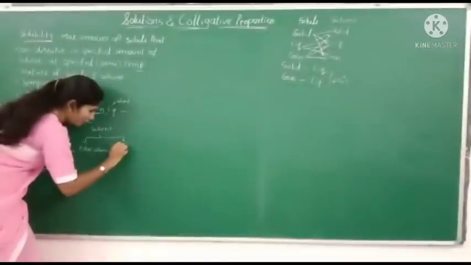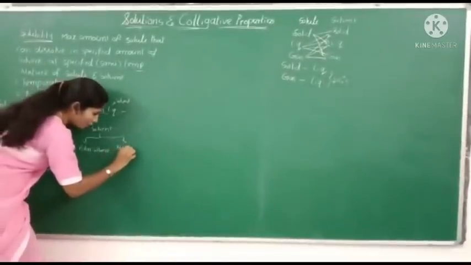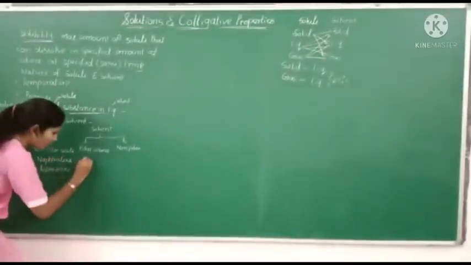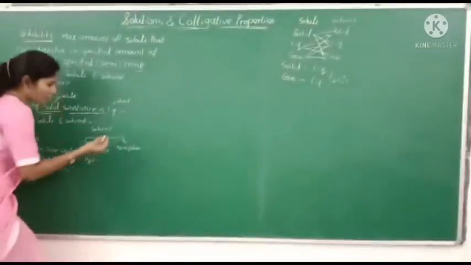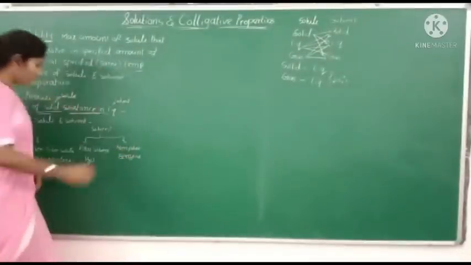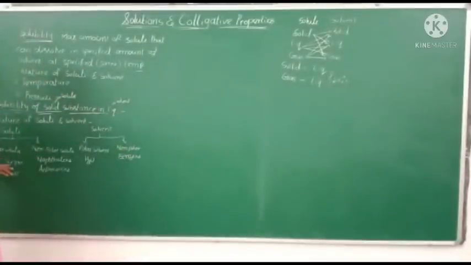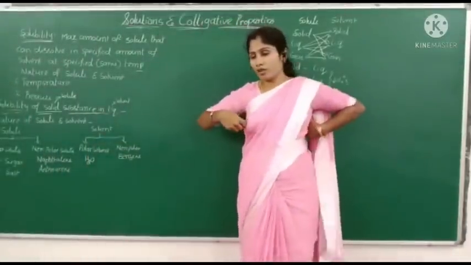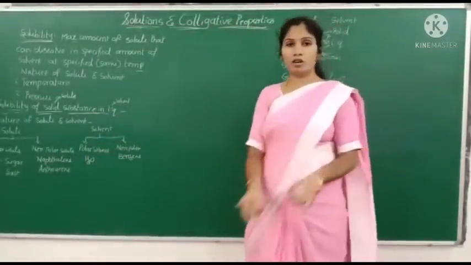Polar solvent and non-polar solvent. A polar solvent example is water, and a non-polar example is benzene. Now dissolve sugar in water. What can we observe? Add some amount of sugar to the water. Sugar can dissolve in water.